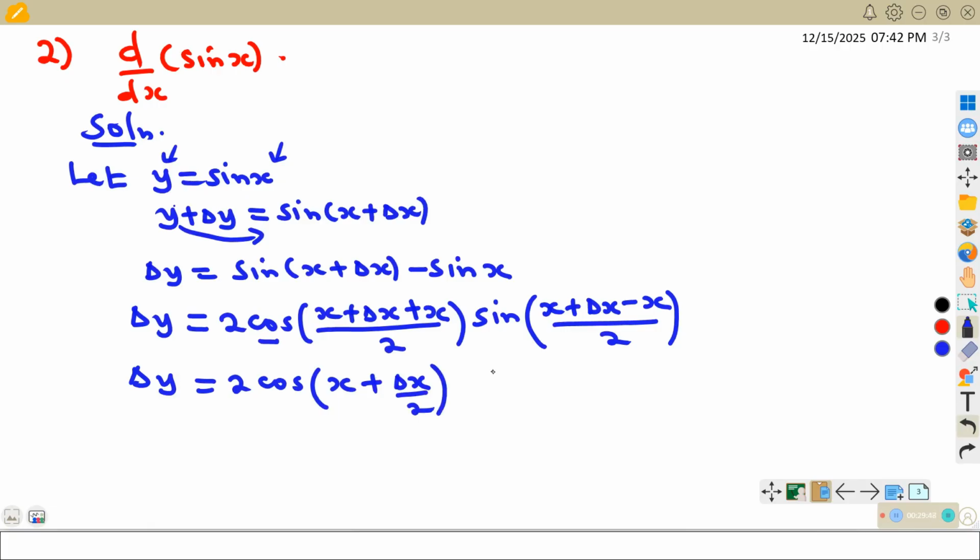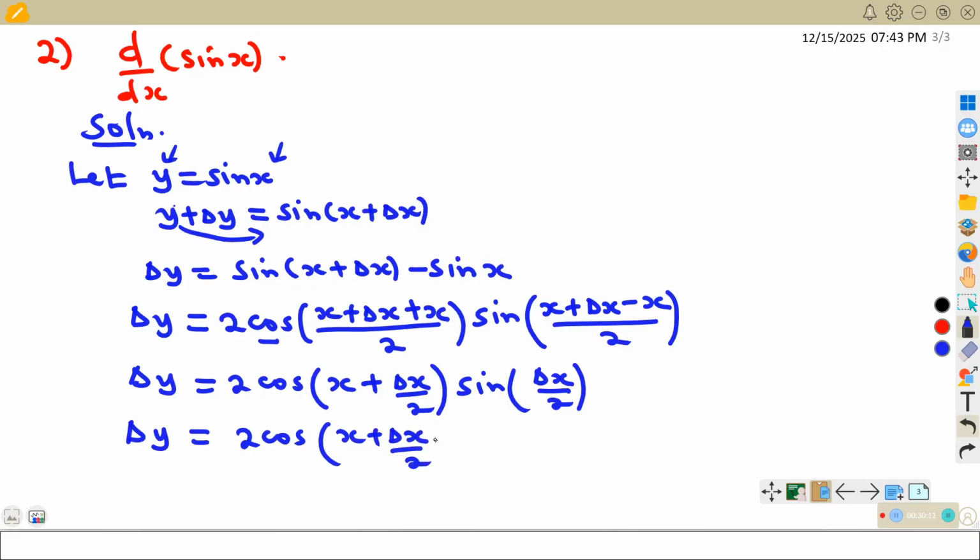Some of the steps should be easier for us now. Then this one here is the sine: x and x will cancel, still remaining with delta x divided by 2. So from this point, I should be able to write delta y, which is equal to 2 cos of x plus delta x divided by 2, then times sine of delta x divided by 2.